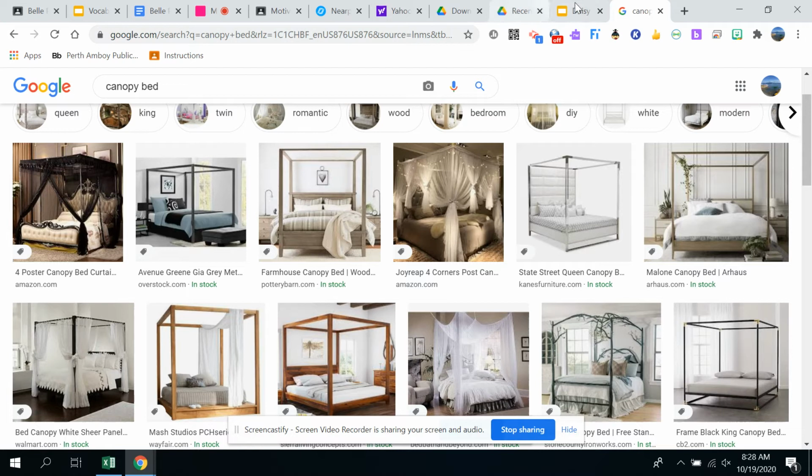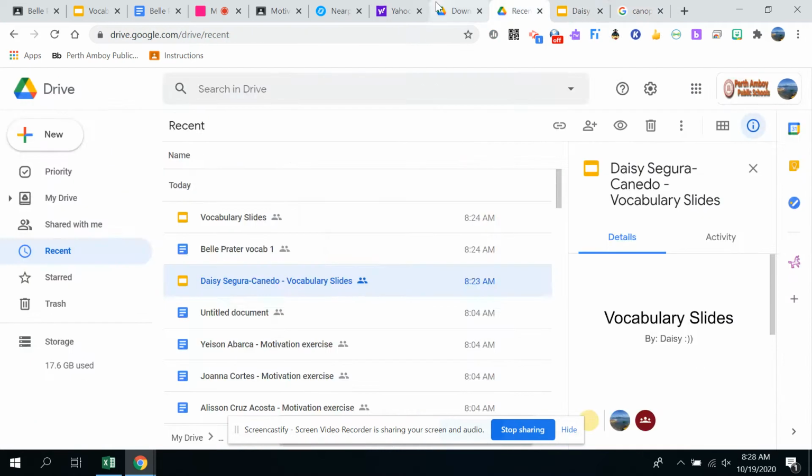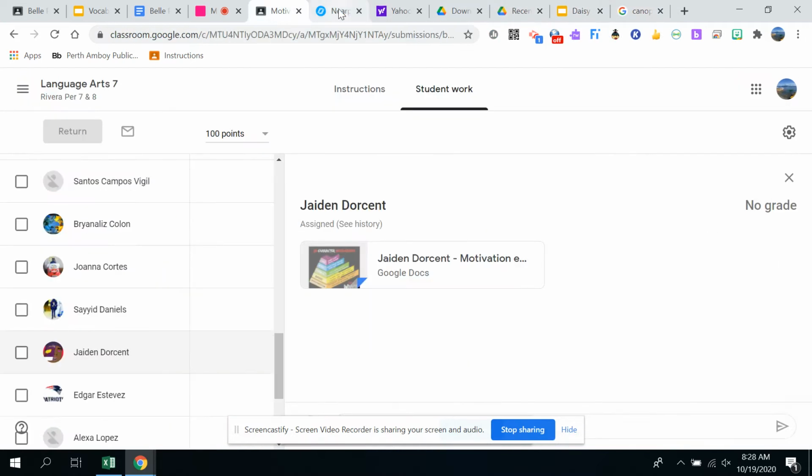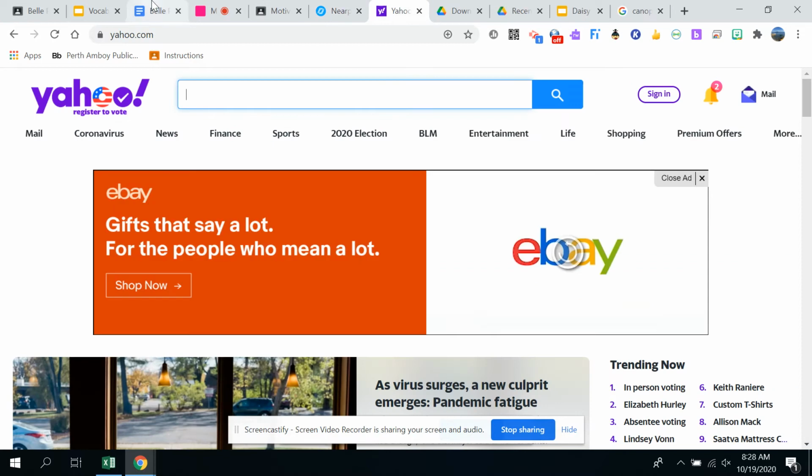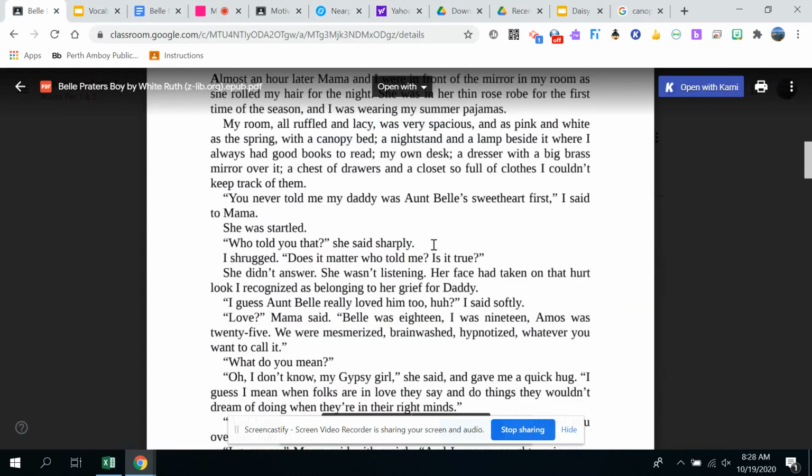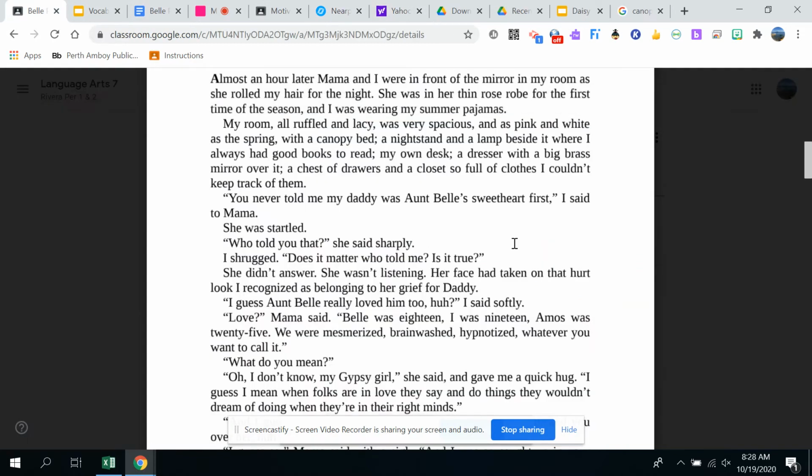All right, find it. Got too many things open. There we go. All right, so she's got a canopy bed, a nightstand, and a lamp beside it, where I always had good books to read. My own desk, a dresser with a big brass mirror over it. Brass is a heavy metal. A chest of drawers and a closet so full of clothes I couldn't keep track of them.